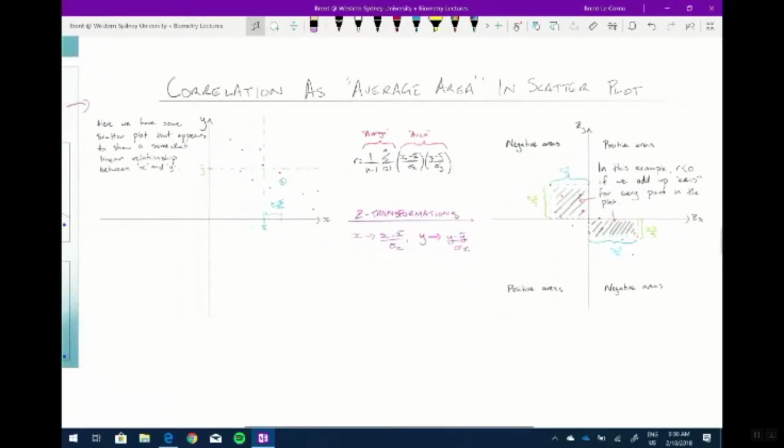And at the end, you'll get a number for your average area. It must be between -1 and 1. I'm not going to worry about why. This is probably pushing it, showing you this. But it will be between -1 and 1. Whether or not it's negative or positive will tell you the direction of the correlation, sloping down or sloping up, okay?